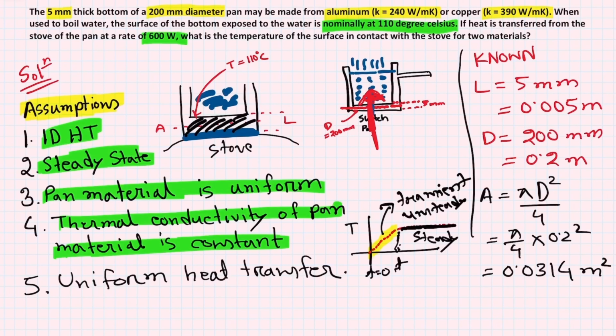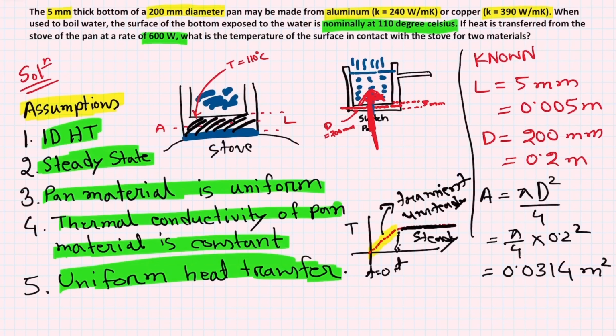And also this is a safe assumption to make because we already assumed that the pan material itself is uniform. So it is very likely that the thermal conductivity of the pan material is constant. The fifth assumption we are making is that the heat transfer is uniform. This means whatever heat is coming from the stove throughout the pan material, it is the same at every cross-sectional area of the pan.